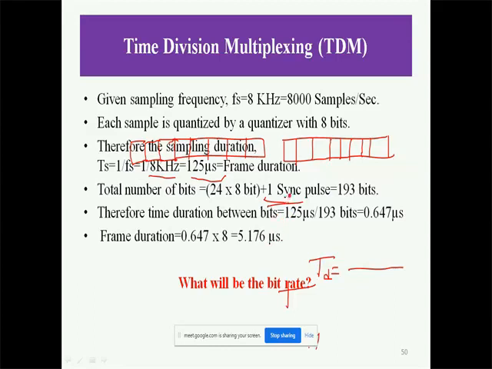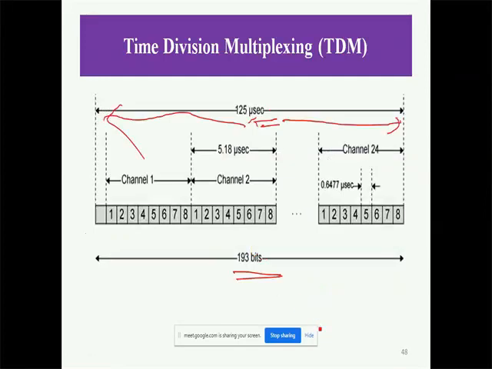So what is the total time? Total time is the frame duration, which is equal to 125 microseconds, divided by your number of bits. In this equation the number of bits is equal to 193 bits. So if you divide them, you will get the bit duration as 0.647 microseconds.